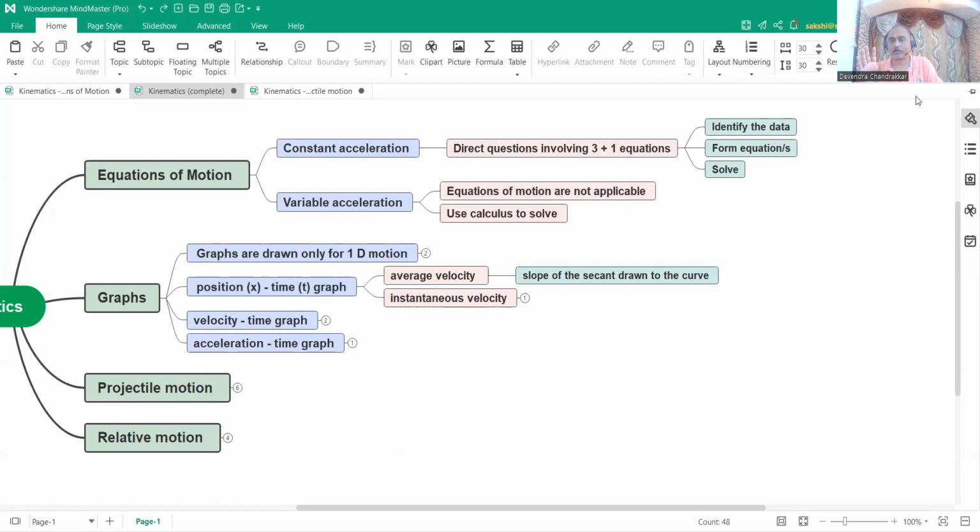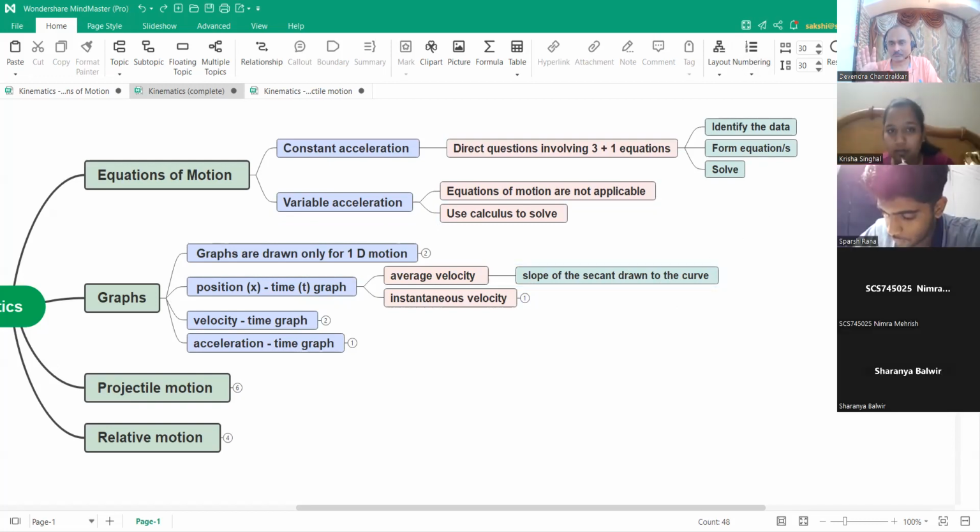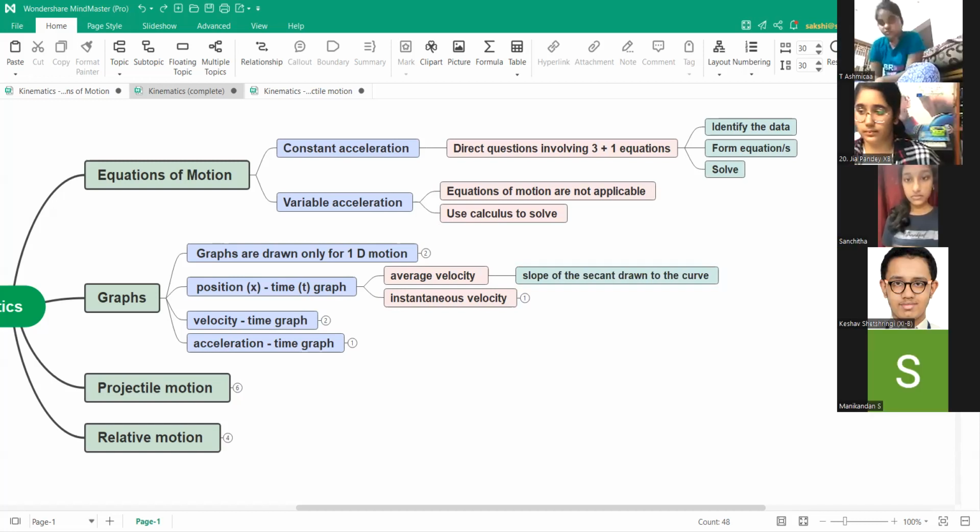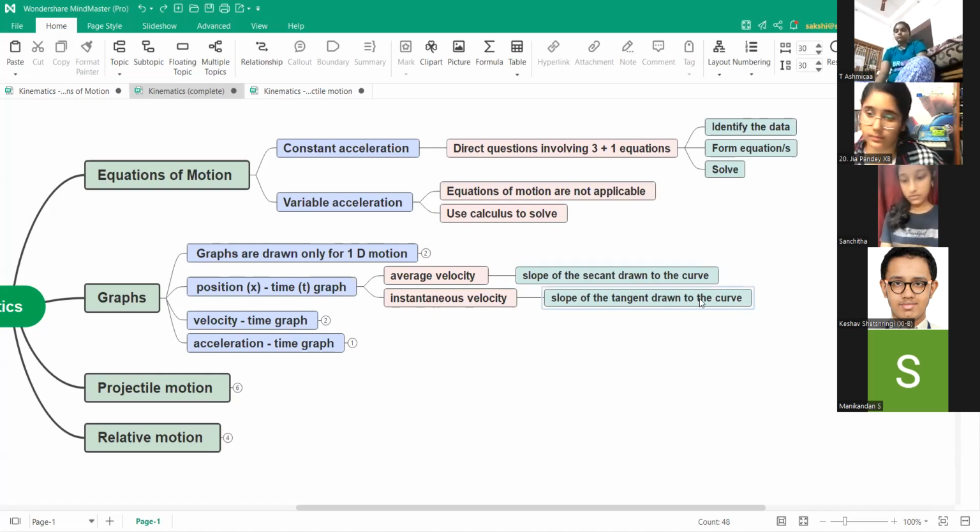All of you are aware about what is a tangent, what is a secant? Any one of you who doesn't understand? Keshav? Yes, sir. What is instantaneous velocity? It is the slope of the tangent drawn to the curve. Jia, tangent and secant clear? Yes, sir. Okay, now look here.